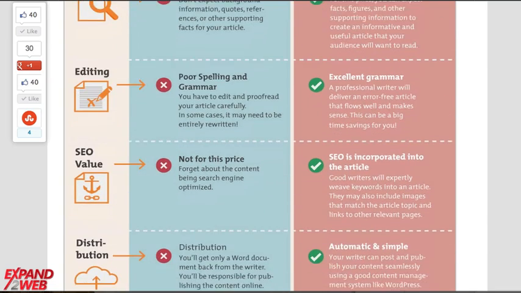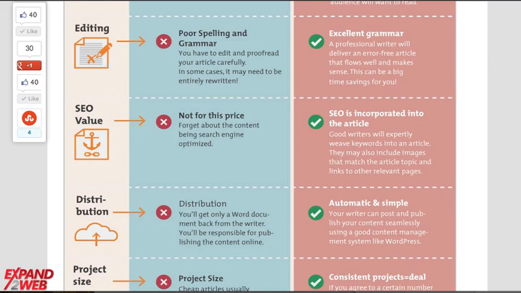The other thing I found is a lot of times when I get a cheap article, even if the creator of the article is a native English speaking person, or whatever language your audience uses, I frequently have to go back and do a lot of editing.